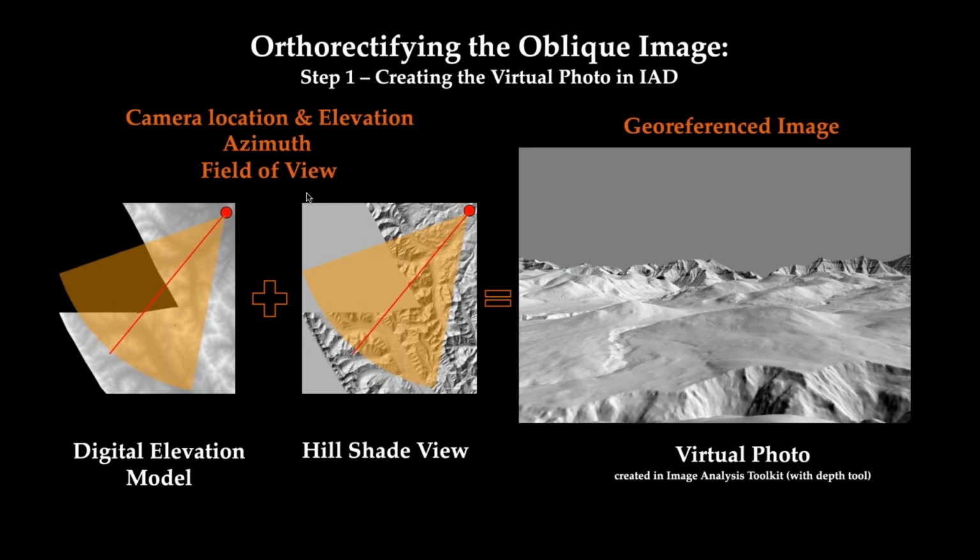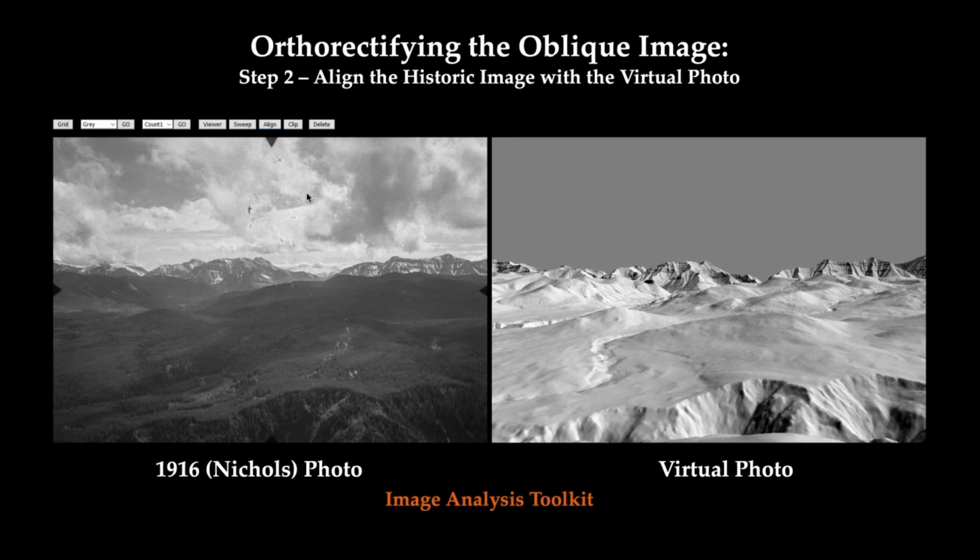So the geo-referenced image is really kind of our bridge between the DEM and our historic imagery. In this case, we've got our 1916 Nichols photo, we've got our virtual photo, we're back in Image Analysis Toolkit, and we are going to make sure that the historic image fits within the virtual photo. You can see the orange outline on the virtual photo there. We always like to have a little tiny bit of extra area in case we have to adjust the historic image. We have control points that we put into place between the two.